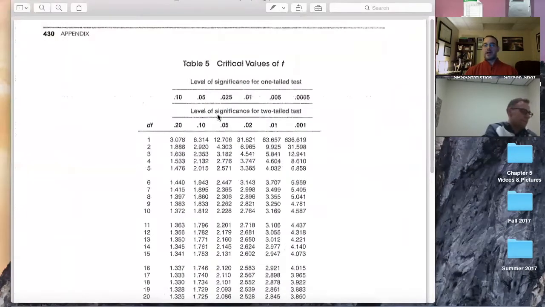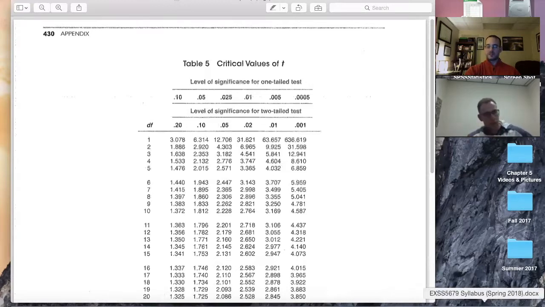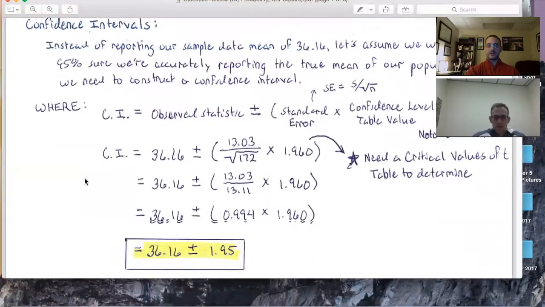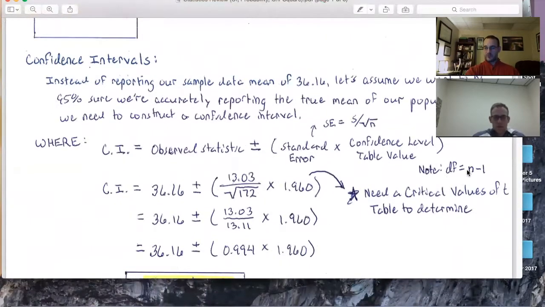But that critical values of t table is going to give us that critical cutoff point to enter into our formula. So we're going to need to know a couple of things. We need to know where we're setting alpha, that's our probability level. And we need to know our degrees of freedom. So let's go back to our notes and see how to figure out our degrees of freedom. In this case, oftentimes it's just how many are in our group minus 1. So n minus 1.